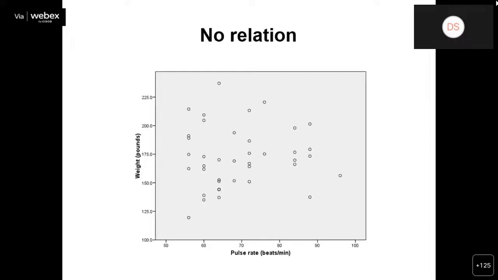And there are some relationships where we may not have any relationship at all. For example, the pulse rate and the weight. When you plot this in a diagram, we are not seeing any kind of relationship. So eventually we have only three types of relationships. One is called a positive correlation. Another is what we call negative correlation. The last is no correlation.